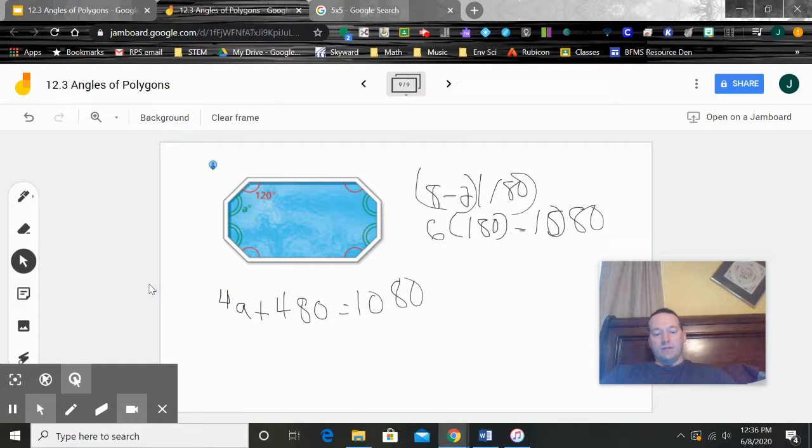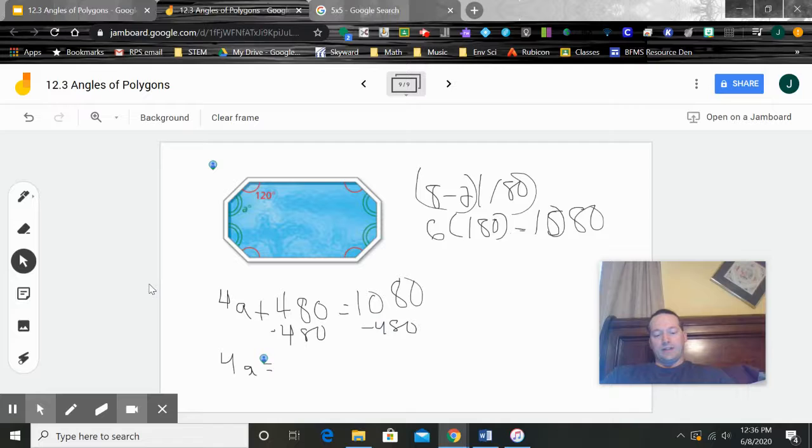Now we just have to solve it. So subtract 480 from both sides. 4A is 600. Divide by 4. 4 goes into 60 15 times. So A is going to be 150 degrees.